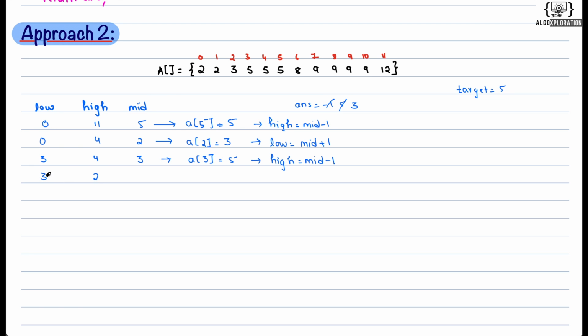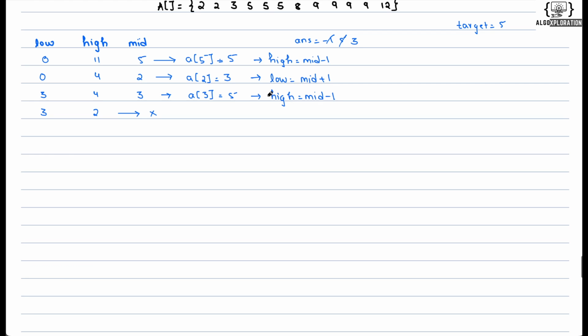Low is 3. Now since this is not the case, low should never be greater than high, so we have to terminate. After that we simply return the answer, which is 3. Here we can see that 3 is the right answer. So how can we code this?